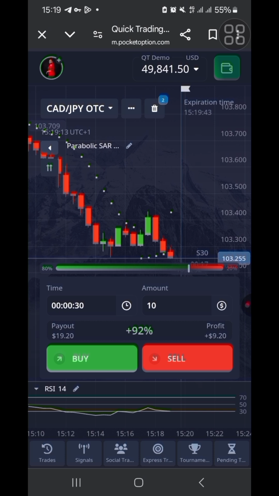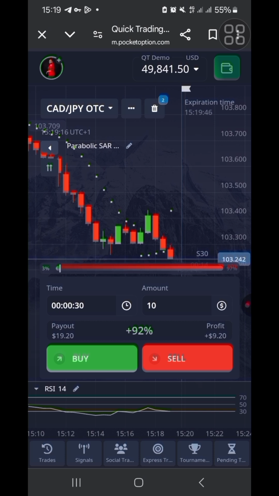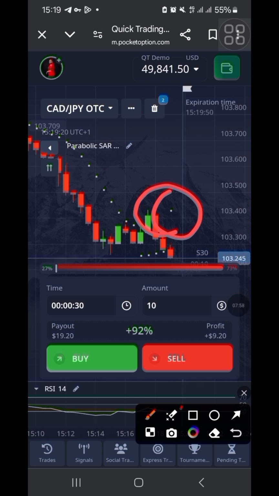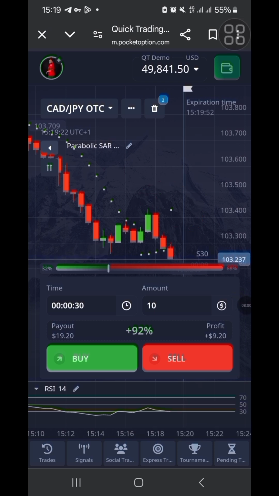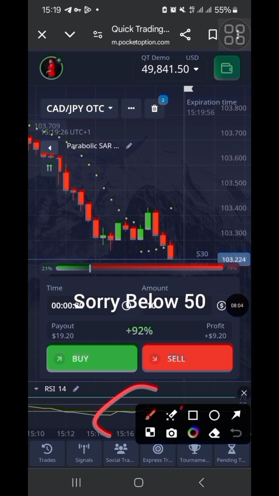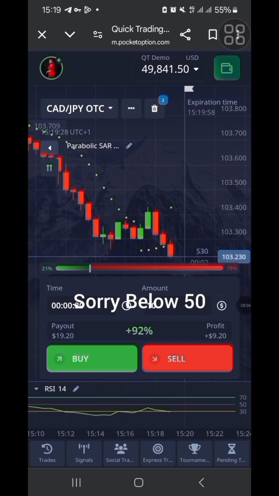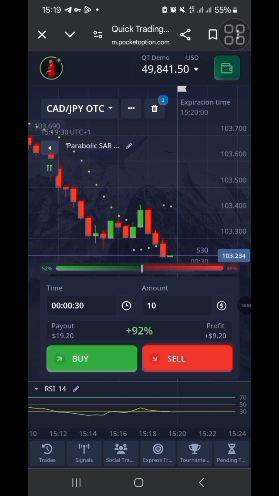This parabolic star has showed a dot here. Parabolic star has showed the first dot. I will not place a trade according to her. And this line is above 50. RSI line is above 50. So I'm going to place a trade if this first candle finishes. Now I've placed a trade.